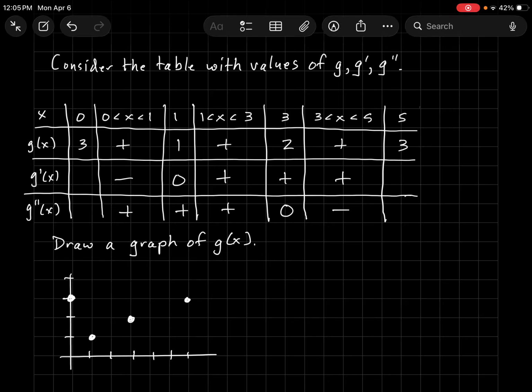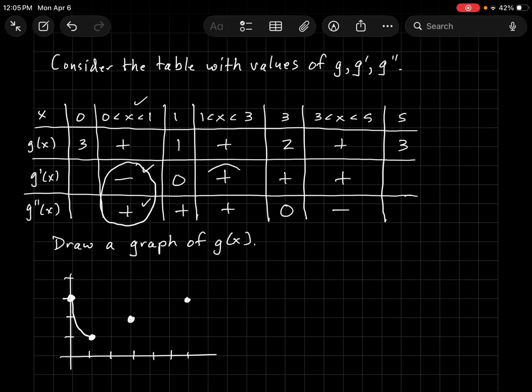Now, how can I connect these dots? Well, I'm going to connect these dots by looking at a combination of g prime and g double prime. So on the first interval, 0 to 1, since g prime is negative, I know that g is decreasing. G double prime positive means g is concave up. So I could draw that part decreasing and concave up like that.